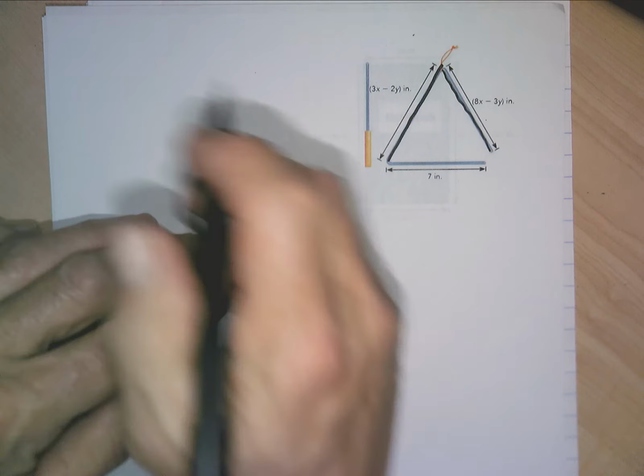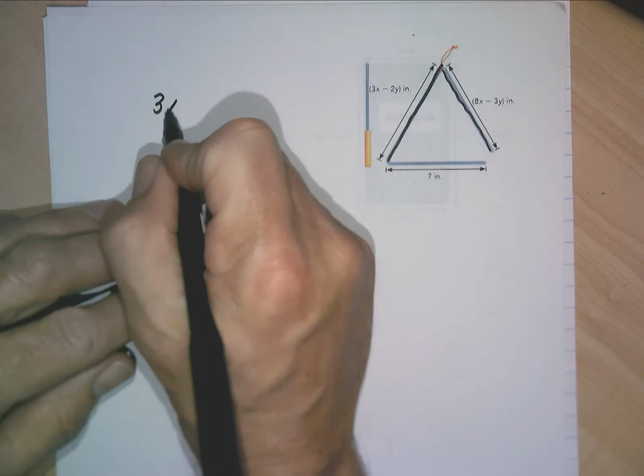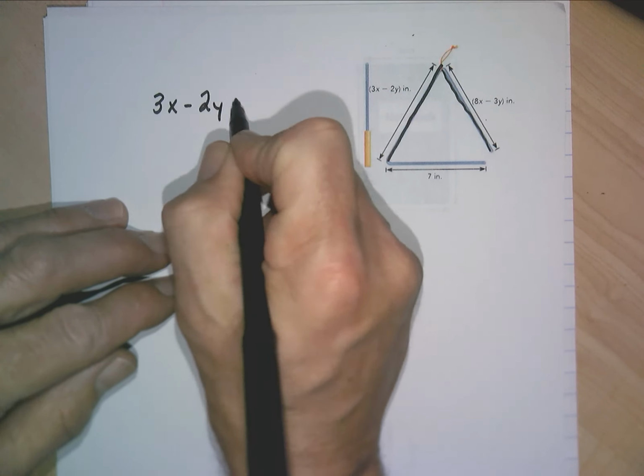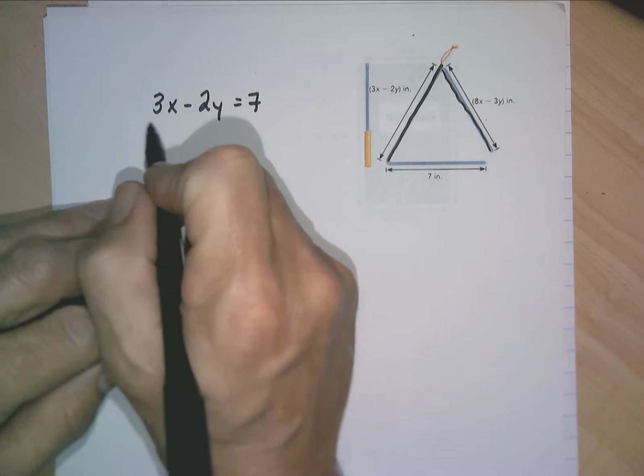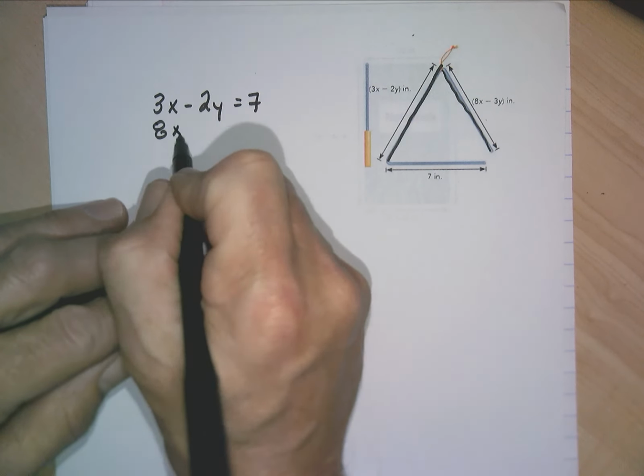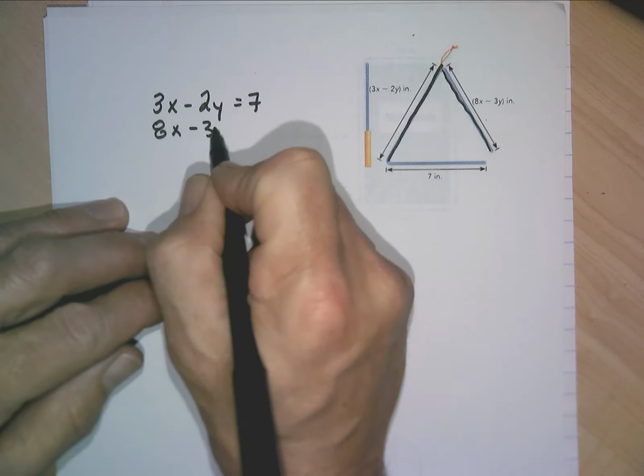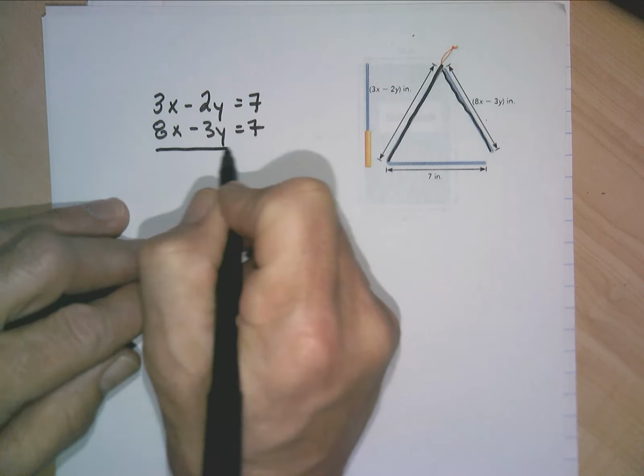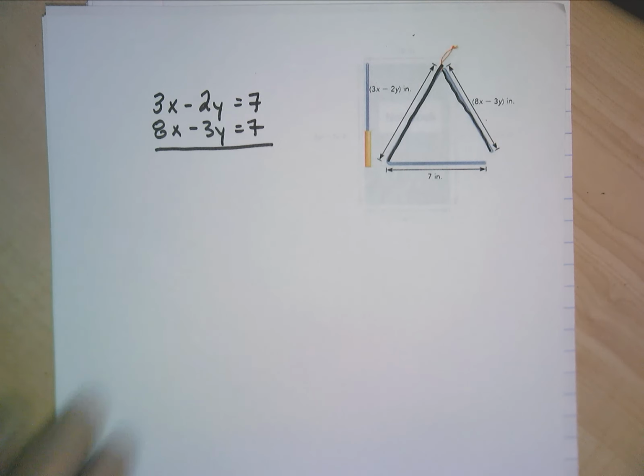And once we set that up, 3x minus 2y equals 7. And 8x minus 3y equals 7. Once we set that up, you should be able to solve that using elimination or substitution. But notice the coefficients are different. So you're going to have to do what we just did up on the board. You're going to have to multiply each equation by something to get the variables to cancel out.